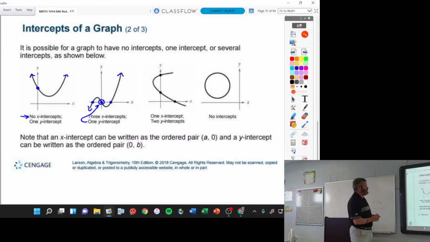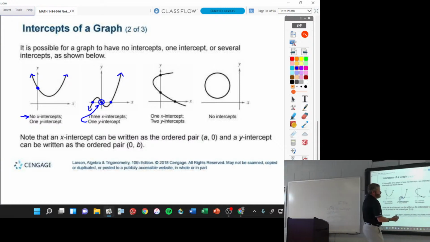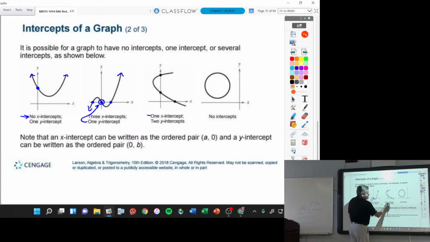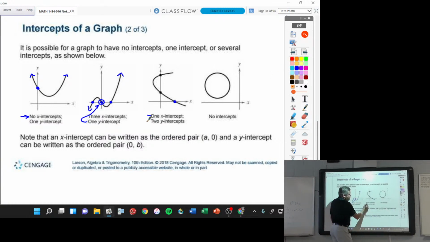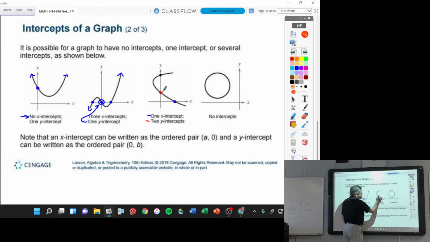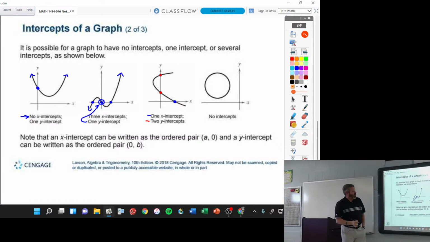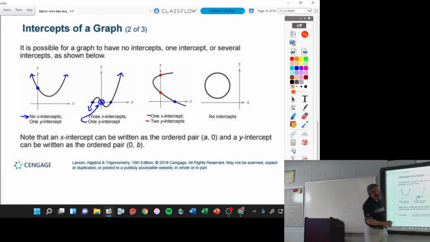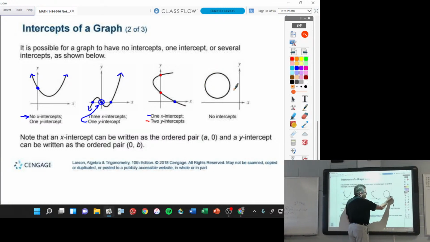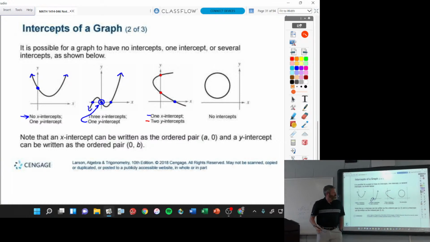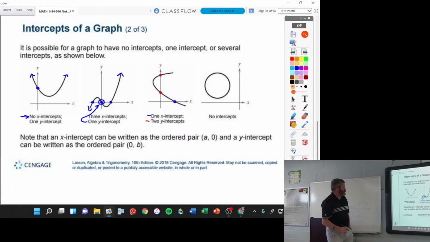The origin is actually an x-intercept and a y-intercept because that point does in fact lie on both the x and the y-axis. Our third graph has 1 x-intercept, meaning it only crosses the x-axis 1 time, and then 2 y-intercepts. It crosses the y-axis twice. And then, of course, in our last graph, we have a circle over there in quadrant 2. The circle is totally in quadrant 2, and you'll notice that it doesn't get low enough to touch the x-axis. It doesn't go far enough to the right to touch the y-axis. So this graph actually has no intercepts whatsoever.